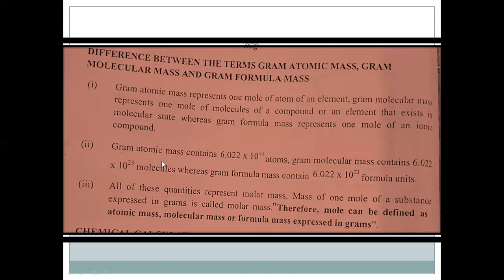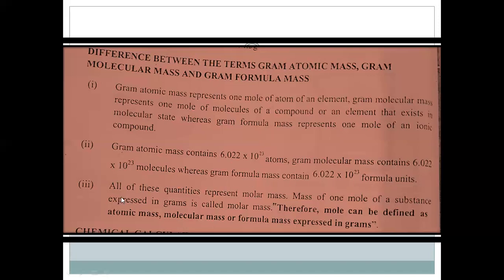Second, gram atomic mass contains Avogadro's number of atoms. Gram molecular mass contains Avogadro's number of molecules, and gram formula mass contains Avogadro's number of formula units. The only difference is in Avogadro's number of atoms, molecules, and formula units. Gram atomic mass contains Avogadro's number of atoms, atomic mass, so atoms. Gram molecular mass contains Avogadro's number of molecules, so molecular mass for molecules. Gram formula mass contains Avogadro's number of formula units, so formula mass for formula units.